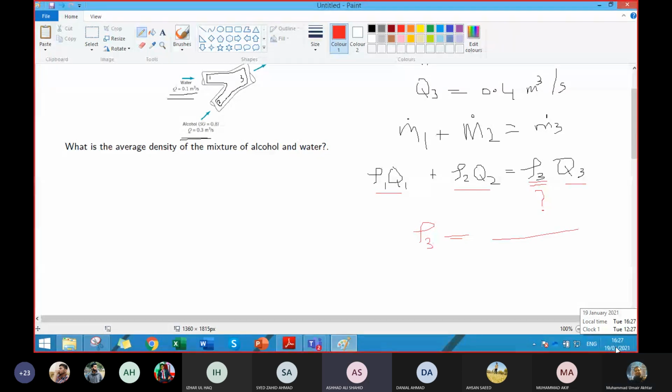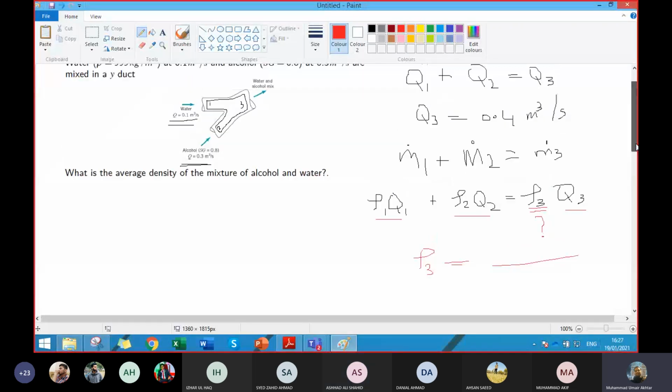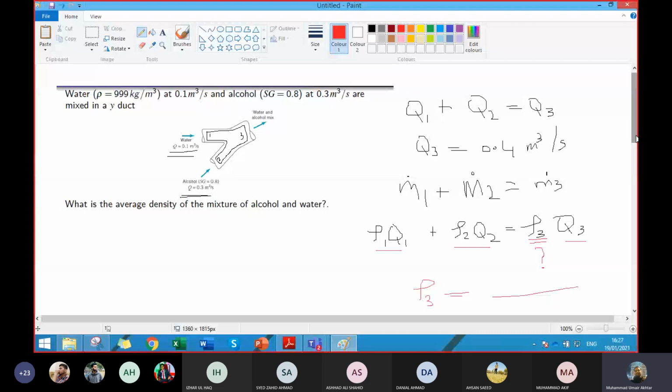Sir, here we were told that we have a steady flow condition. Sometimes you will have to assume, right? The problem is asking you to calculate the average density. So for average density, you will have to assume that this flow is steady flow. If it is not a steady flow, then you cannot calculate the average property, because the property will be changing with time. The density will change every instant the water and alcohol mix, right? So if it's the average density, then you can assume it's a steady flow.